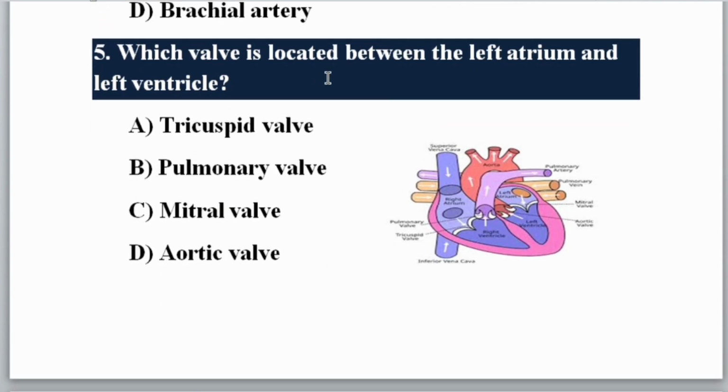Which valve is located between the left atrium and left ventricle? So, alpha, tricuspid valve? No. Beta, pulmonary valve? No. Charlie, mitral valve? Yes. It is also known as bicuspid valve.